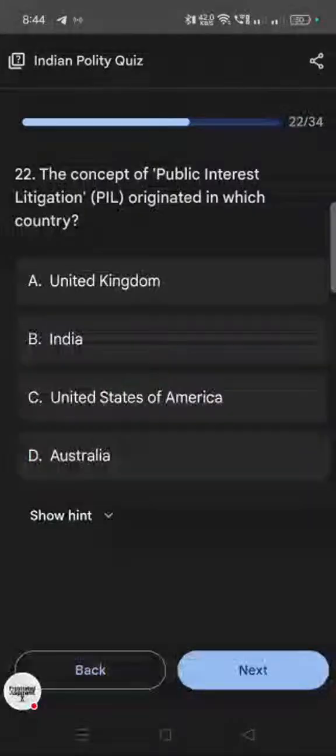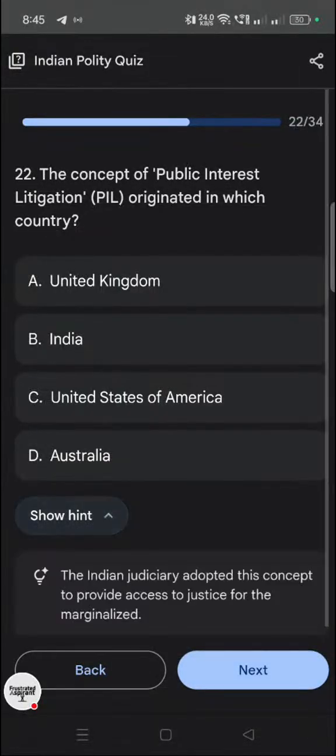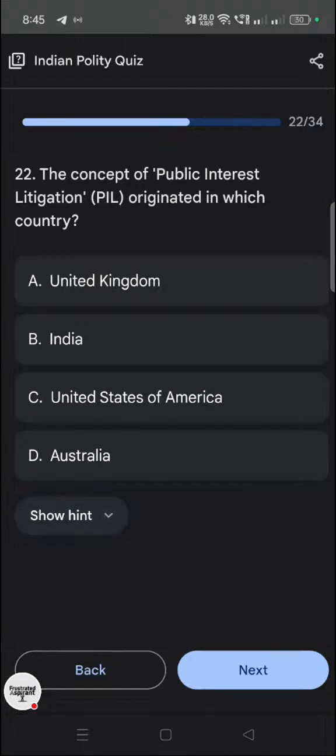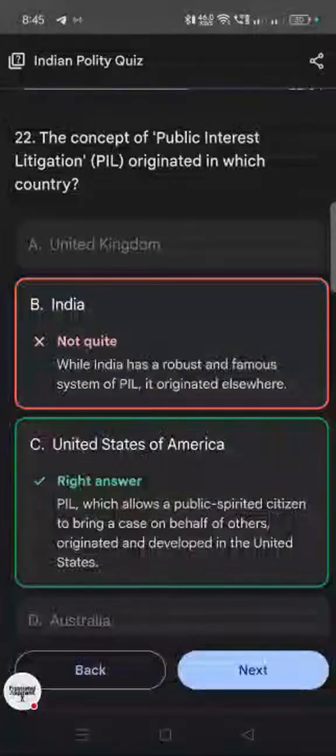The concept of public interest litigation, PIL, originated in which country? UK, India, USA, Australia. Public interest litigation, PIL, allows a public-spirited citizen to file a case in the public interest.